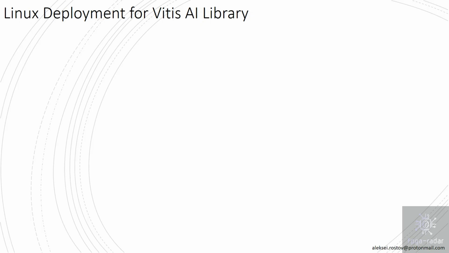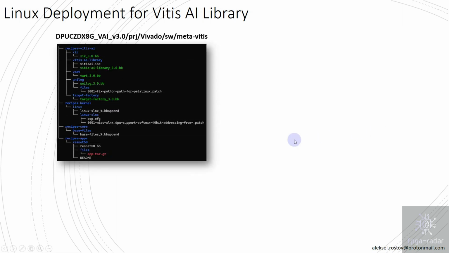So let's turn to Linux deployment. Linux deployment is done by leveraging PetaLinux from Xilinx. In order to experience the Vitis AI library in Linux, some additional package recipes should be used. These recipes are available in the DPU archive.